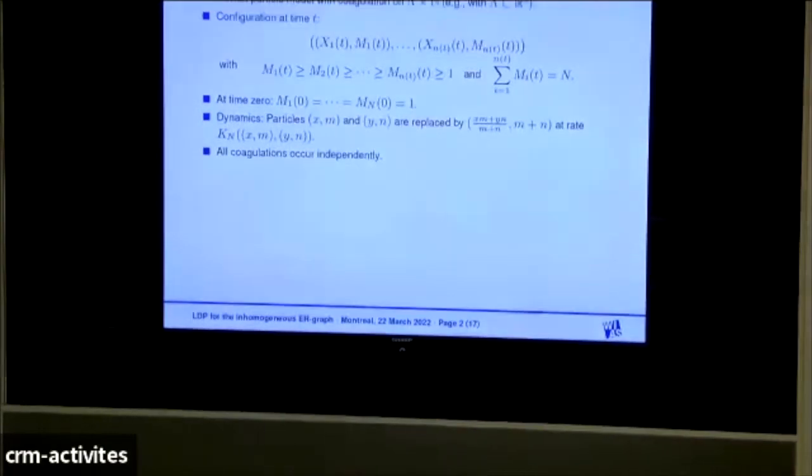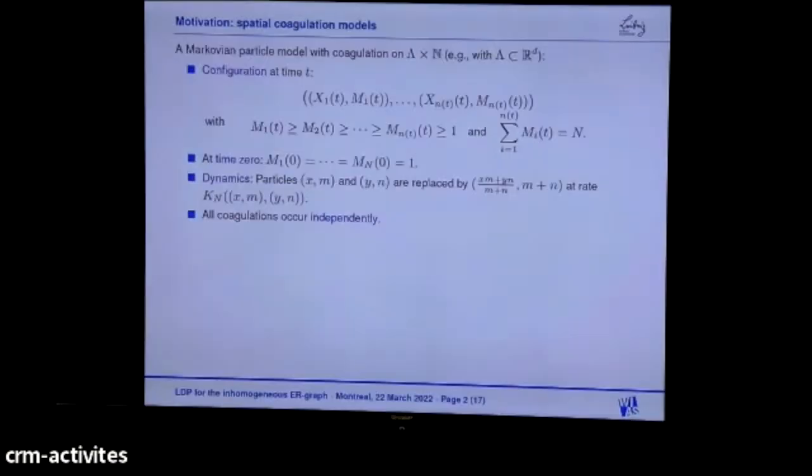So particles now have a certain look. A particle has a location x and a mass m, and the masses m are positive integers. At the beginning, all the masses are equal to 1, and I have precisely n particles. In my notation, I order the particles according to the size of the mass. The size of the mass, m1(t), is always the largest one, and the last one, m_{n(t)}(t), is the smallest one, larger or equal to 1. Small n(t) is the number of particles at time t, and this is a decreasing function of t.